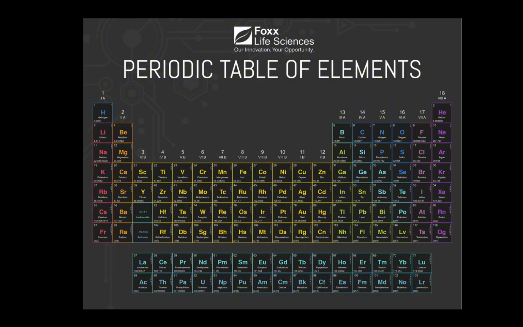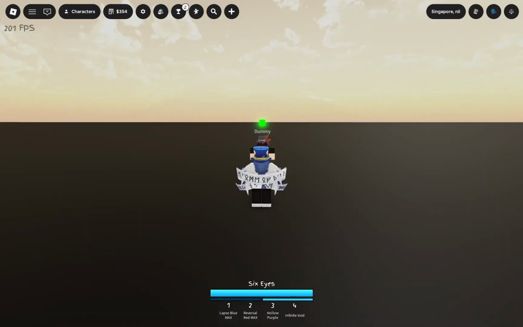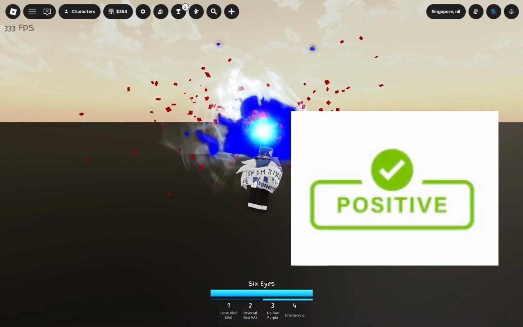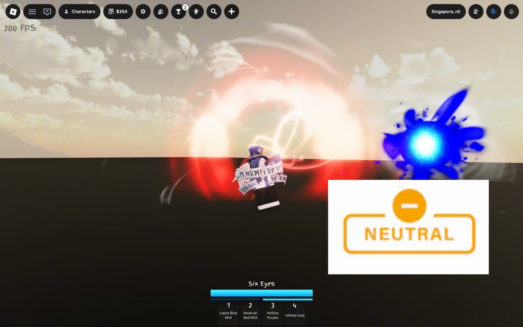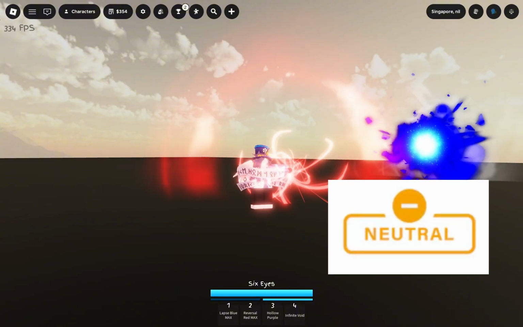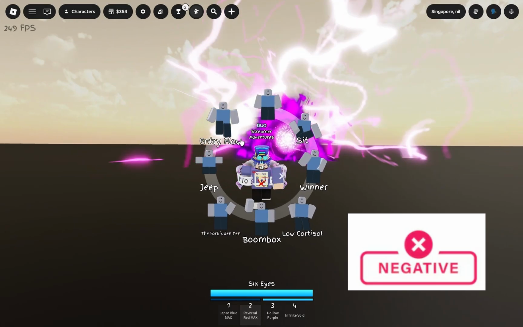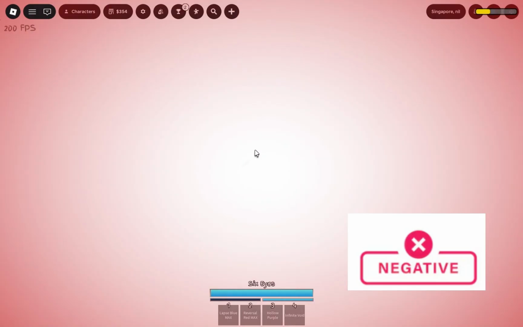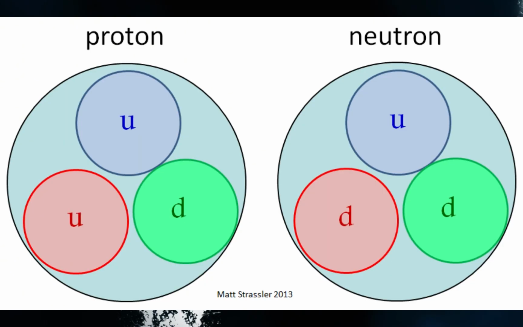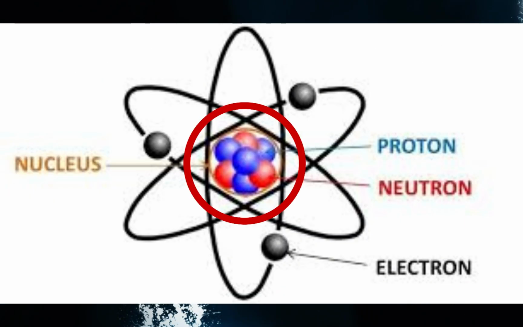Atoms are made of three main particles: proton, neutron, and electron. Proton has a positive charge and a mass of 1. Neutron has a neutral charge and a mass of 1. Electron has a negative charge and a mass of about 1 over 1836. Proton and neutron are found in the nucleus, which is at the center of an atom.